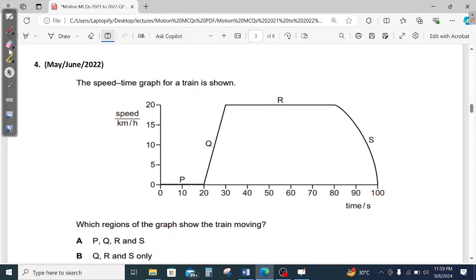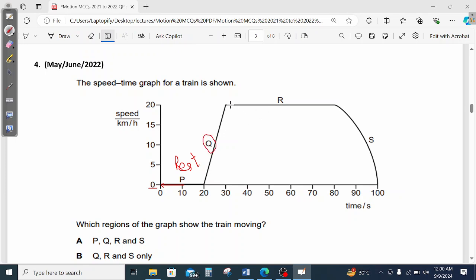Train moving means the body is in motion. Remember, if you look at P, P moves horizontally and the speed is 0. It means the body is at rest. I will write here rest, only R. Okay, this is your rest option. And then when time reaches 20 seconds, the body is accelerating, so the body is moving. So your option Q is correct.